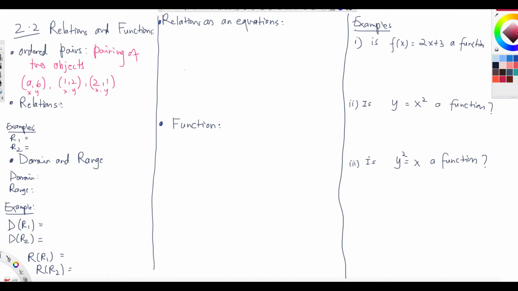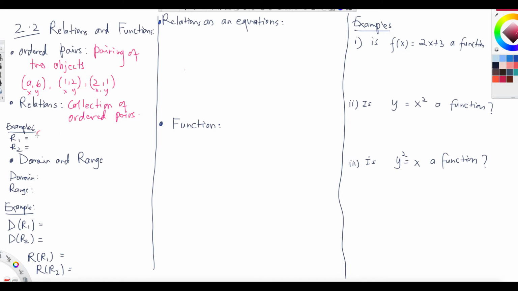So what is a relation? A relation is a collection of ordered pairs. This is called a relation. For example, by the way, how do we write ordered pairs? Ordered pairs are written inside a set of parentheses, right? And then we separate the objects by a comma. But how about the relation? A relation is a collection of ordered pairs.